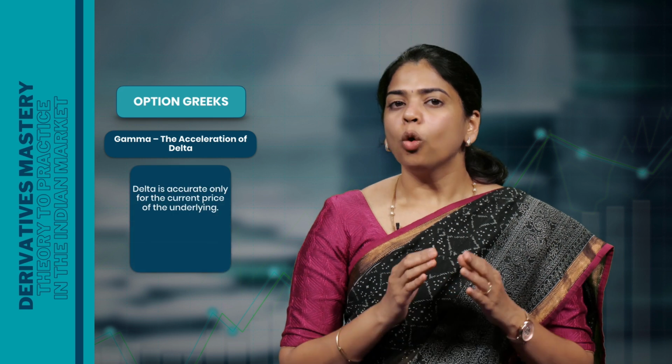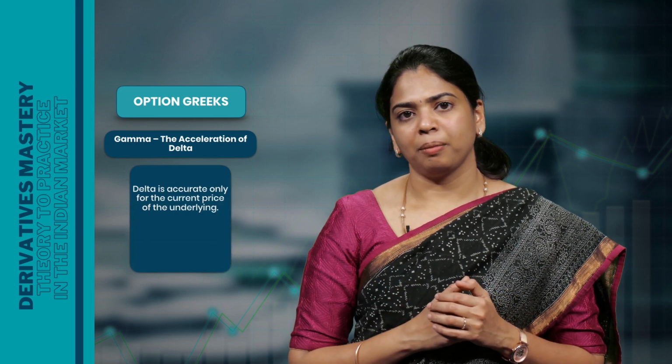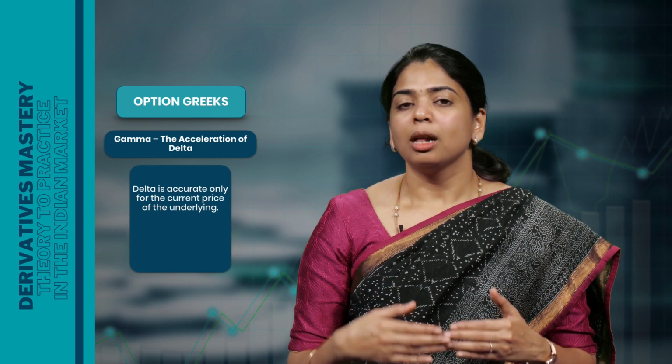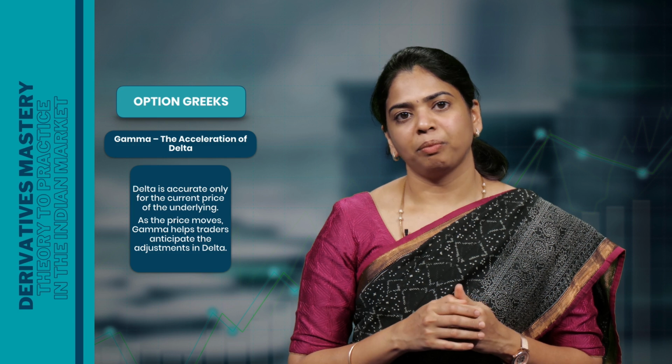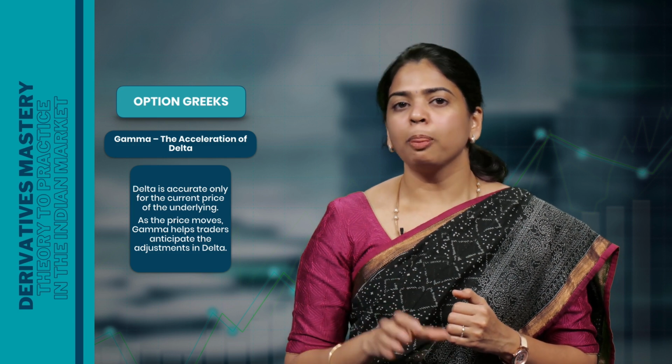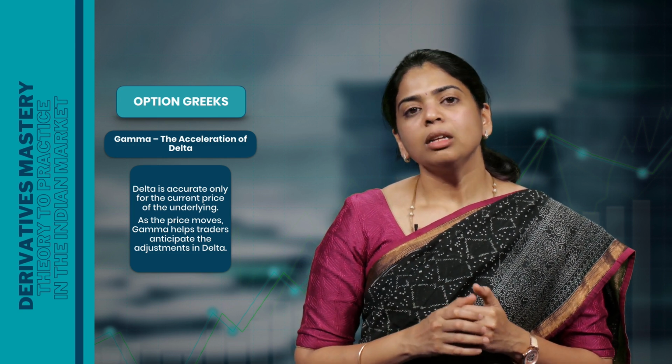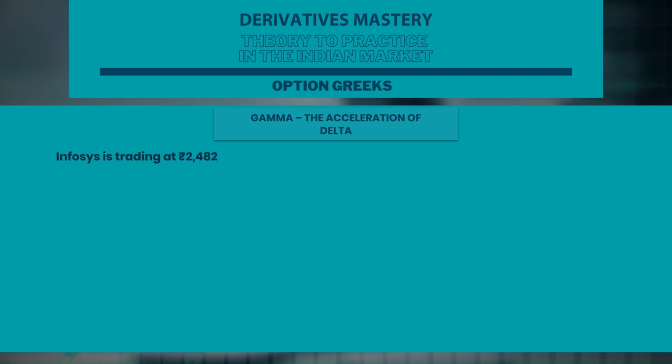So this is especially important because delta is accurate only for the current price of the underlying. As the price moves, gamma helps traders anticipate the adjustments in delta. So let's bring this concept to life with a real-world example. Suppose Infosys is trading at 2,482 and the 2,480 at the money call option is selling at a premium of rupees 235. The delta of this option is 0.5 and its gamma is 0.0004.